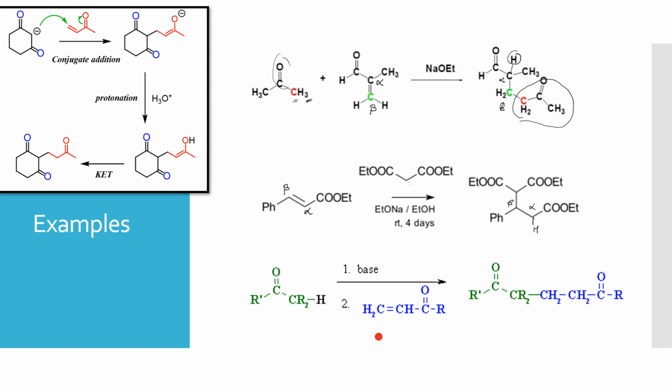Okay, similarly look at this. So here identify, this is your active hydrogen atom, this is your alpha carbon, this is your beta carbon. So H is going to the alpha carbon atom, and the rest of the structure is going to the beta carbon atom. This is a simple addition reaction, right?